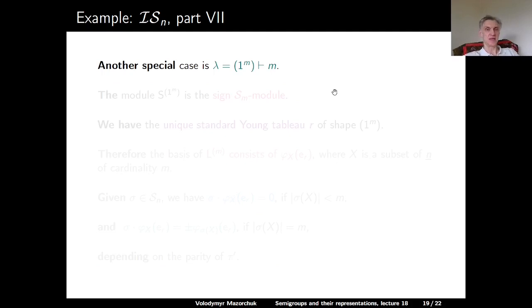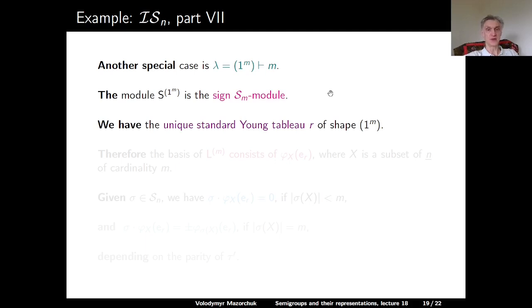Another special case is the case of the partition 1, 1, 1, ..., 1, m parts of m. This is usually denoted 1^m. The module S^(1^m) is the sign module over S_m, and we have the unique standard Young tableau r of shape 1^m. Therefore, the basis of L^(1^m) consists of all phi_X of this e_r, where X is a subset of n of cardinality m. Again, the elements of our module are in bijection with subsets of n underlined of cardinality m.